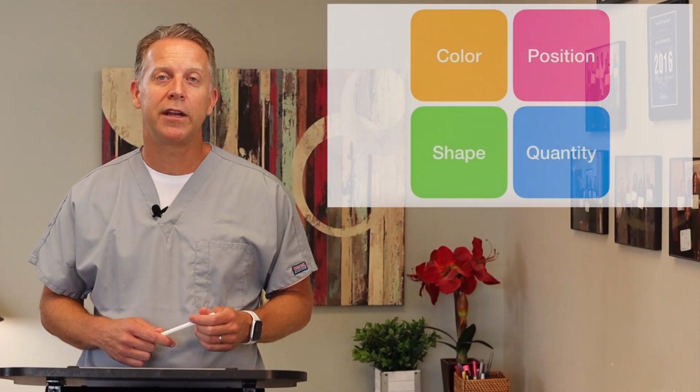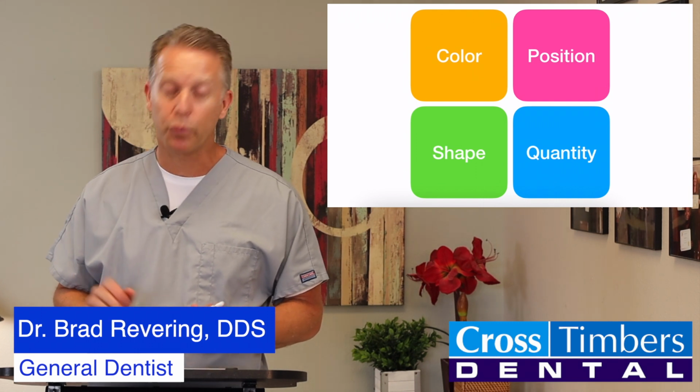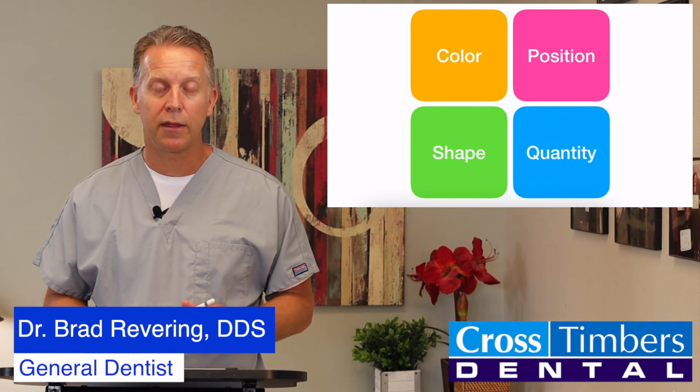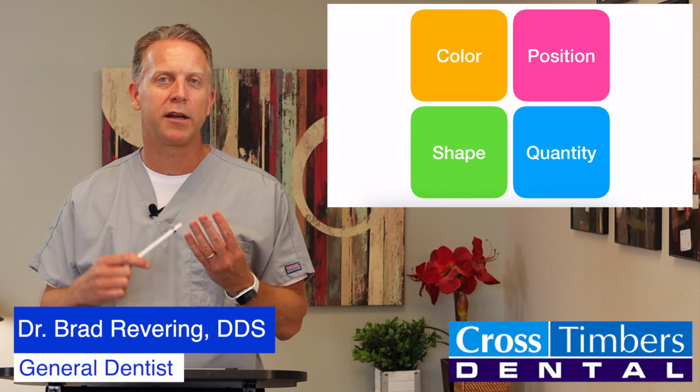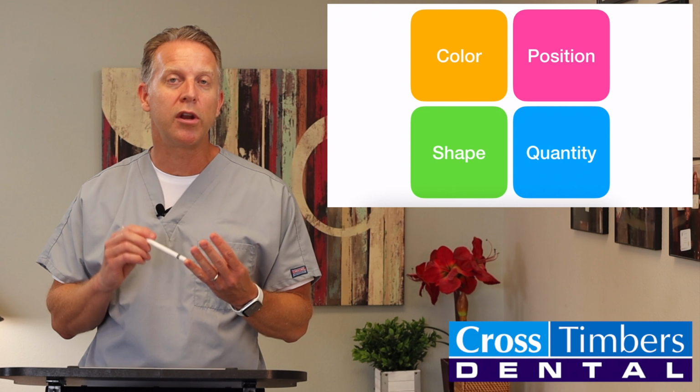Welcome. This is now video number 2. The first one talked about the color of the teeth. In this video, we're going to be talking about the position of the teeth. Remember, we're talking about the 4 parts of cosmetic dentistry: the color, the position, the shape, and the quantity or number of teeth.